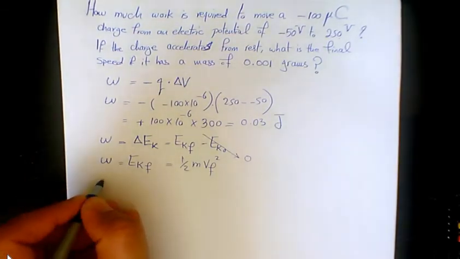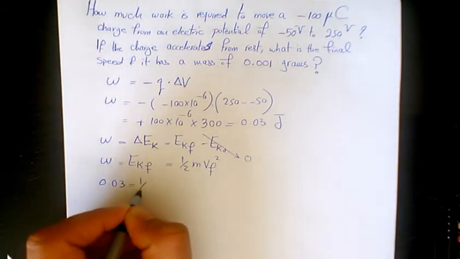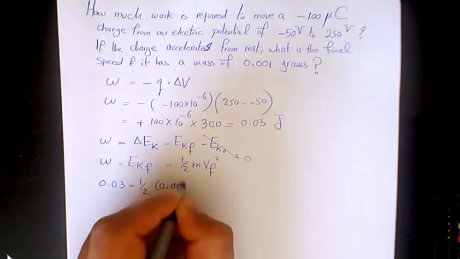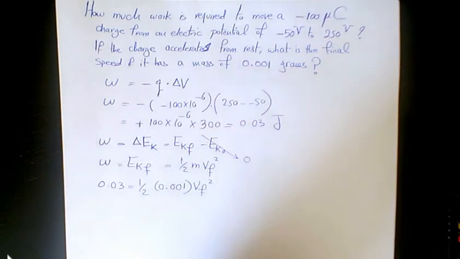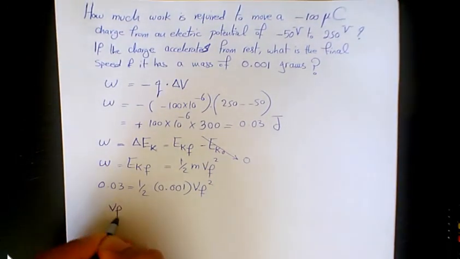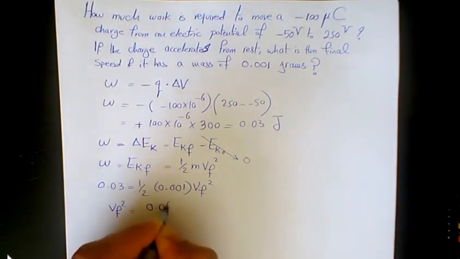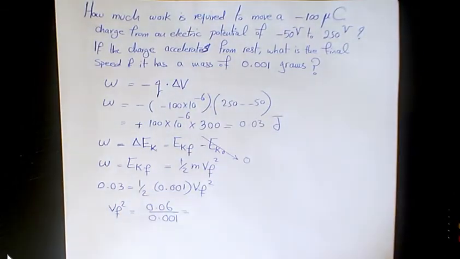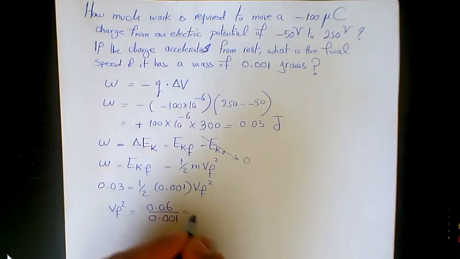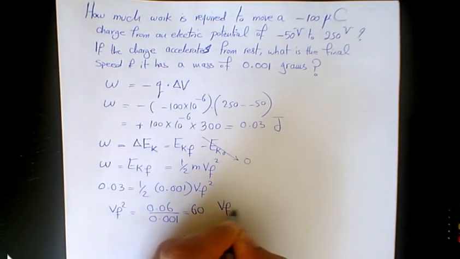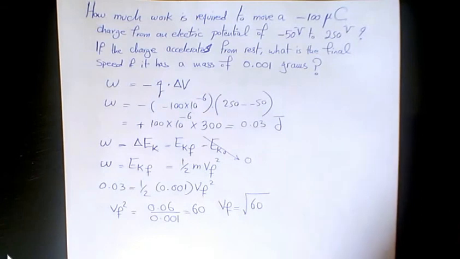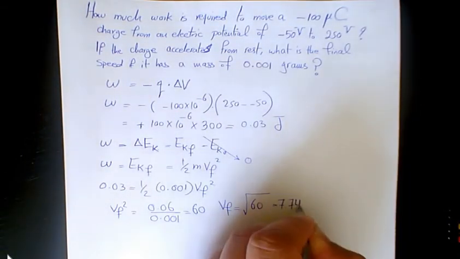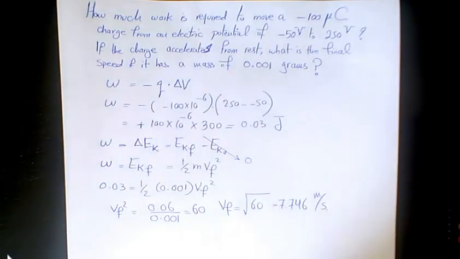So that's going to be 0.03 equals 1 over 2, m is 0.001, Vf squared. So that's going to be Vf squared equals 0.06 divided by 0.001. It's going to be 60. So Vf is going to be the square root of 60. That's going to be 7.746 meters per second.